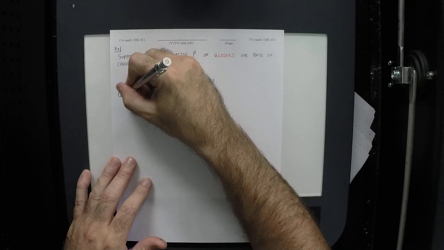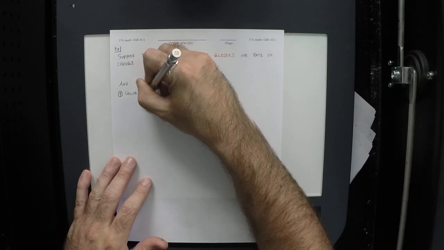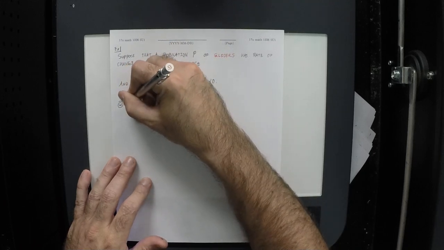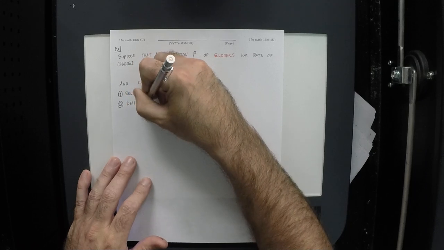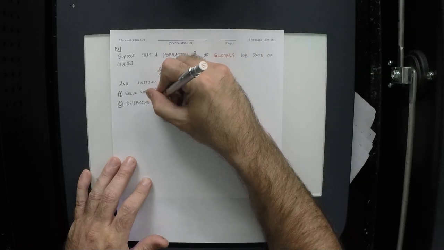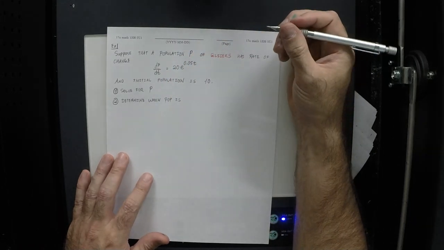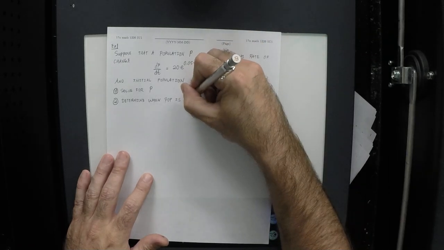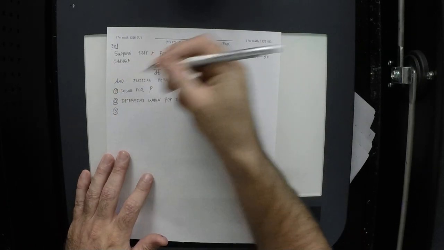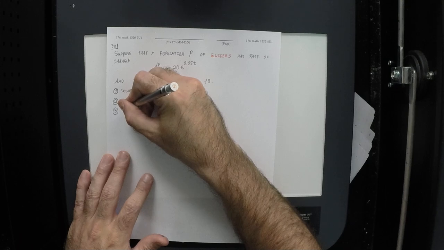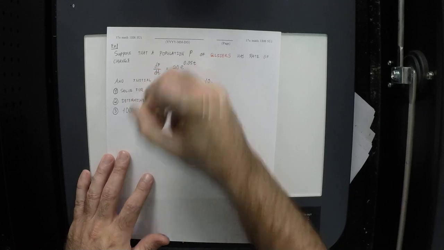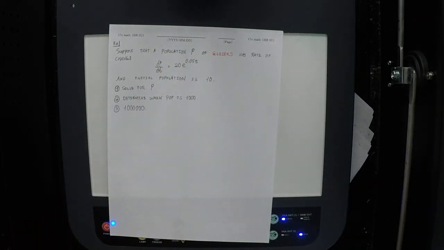So I want you to solve for P. I want you to determine when the population is some notable value. How about 1,000? And some other notable value. How about 1,000,000? So we're wondering. Maybe we'll say T is in years. I have no idea if that's reasonable for gliders. So our question in the end, I guess, is that supposing this is true about gliders, how long can we go from 10 to 1,000,000 of them? Okay.